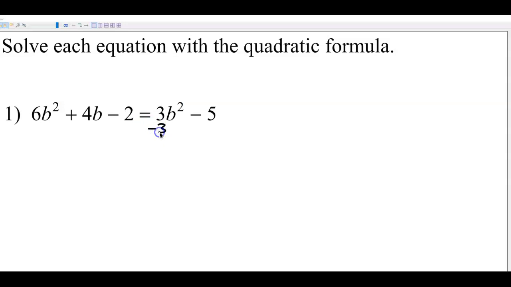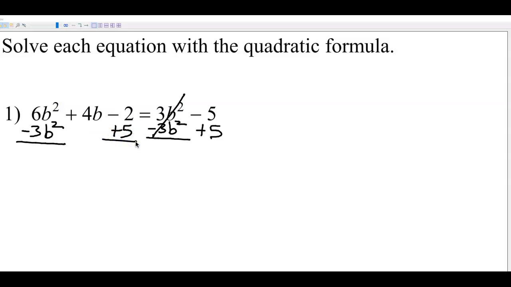I'm going to move the 3b squared. I'm going to subtract it off of this side. And whatever you do to one side, you have to do the other. And when I do that, I'm going to line it up with the term that it goes with. So they're both b squared, so I'm going to put those together. I also want to get rid of this 5, so I'm going to add the 5. And which one would I put that with? The 2. Yeah, negative 2.